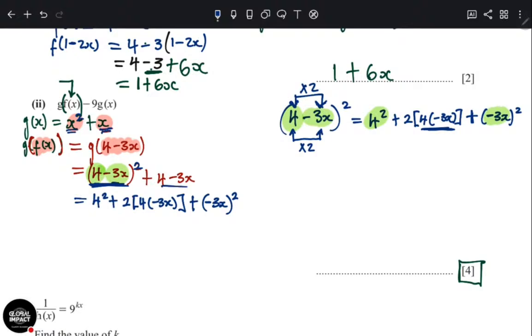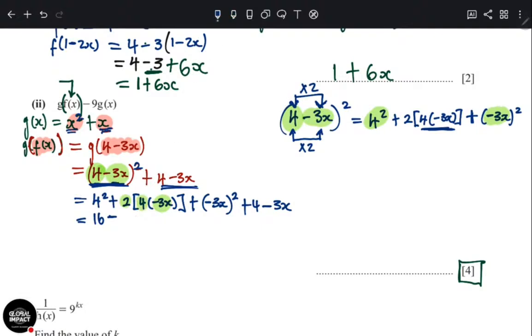Then you put these things at the end, which is plus 4 minus 3x. Now, let's simplify and see what we get. 4 squared, 16. Then what are we going to get here? 2 times 4, that's 8. Then we multiply a negative. The signs are different, so your answer is going to be negative. 8 times a negative. It's a positive 8 times a negative 3. The signs will be different, so your answer will be negative.